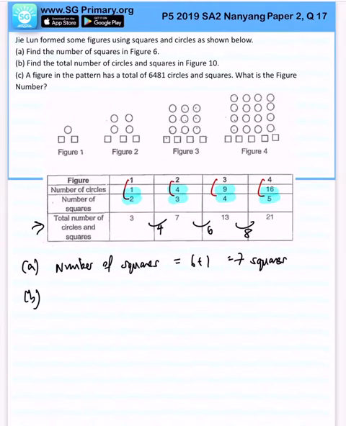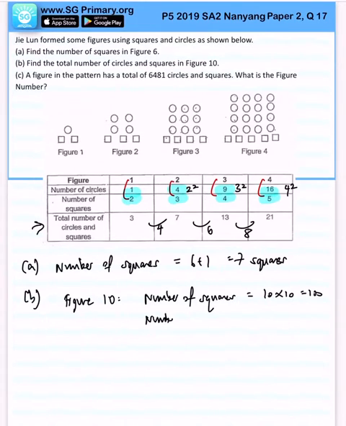Am I right? So therefore, for circles, it is always a perfect square. Okay, so figure 1 is 1. It has 1 circle. Figure 2 is 4 circles because it's 2 square. This is 3 square. This is 4 square. So figure number 10, number of circles will be 10 times 10, which is 100.